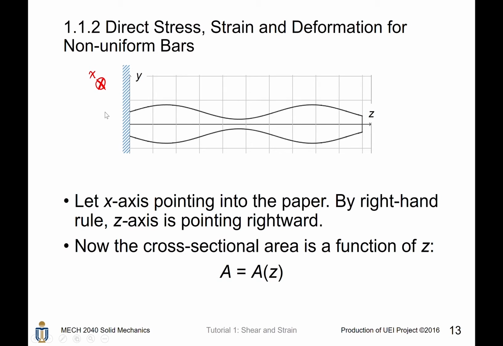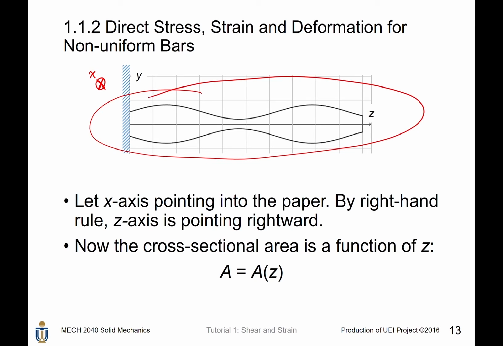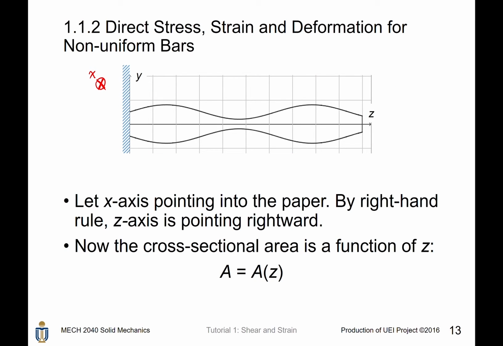Now, at least we know that, okay, it is a non-uniform bar. That means the cross-sectional area of this bar is no longer a constant. It will become a function of z. So A is A(z).